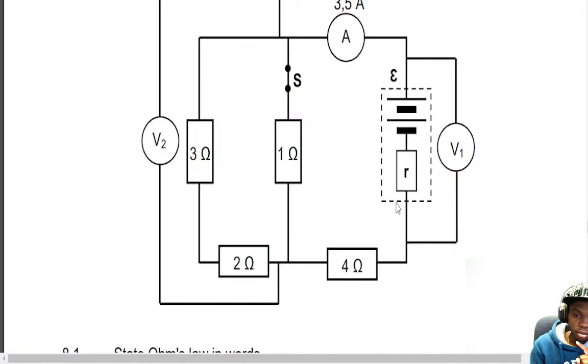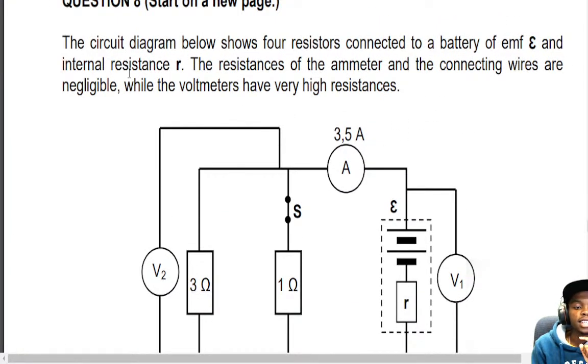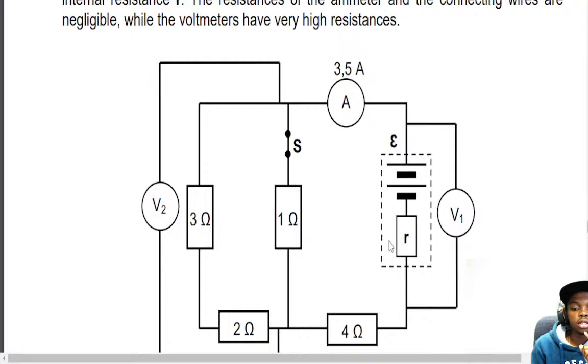And looking at the voltmeters, we have voltmeter 1 and voltmeter 2. Voltmeter 1 is measuring the voltage across the battery, so it's measuring the external voltage. But here, because they said you have an internal resistance, this V1 won't necessarily be the total voltage, because there will be an internal.